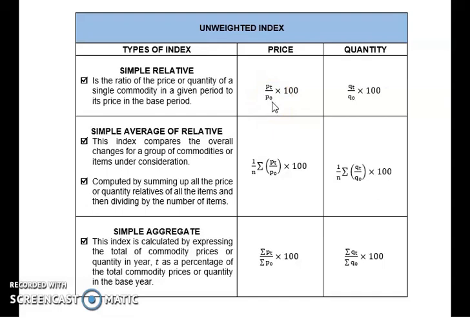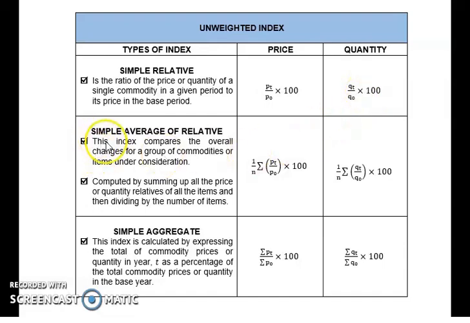So basically, the formula for the price index or simple relative index is P_t divided by P_0 multiplied by 100: current year price divided by base year price multiplied by 100. Similarly, for quantity, it will be Q_t, current year quantity, divided by Q_0, base year quantity, and then multiplied by 100.